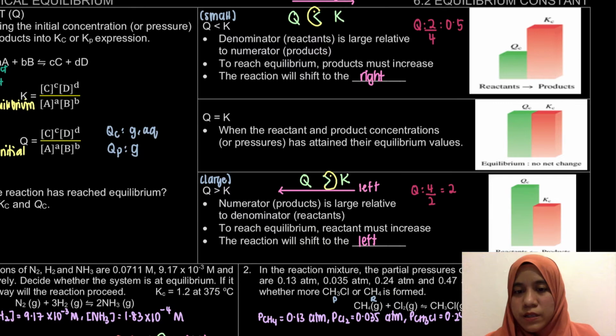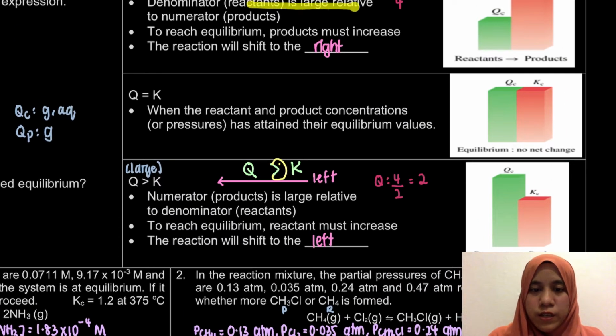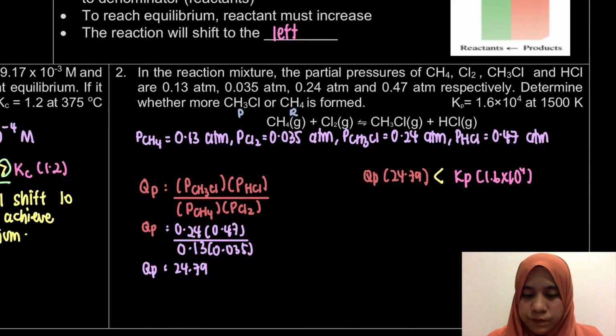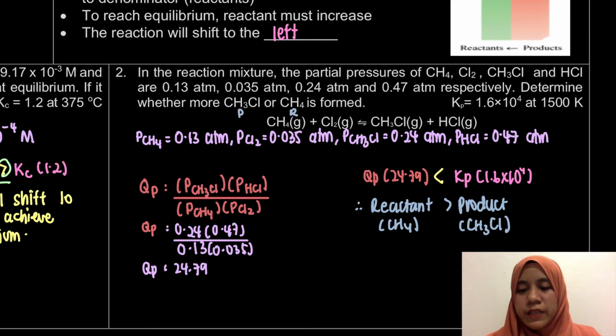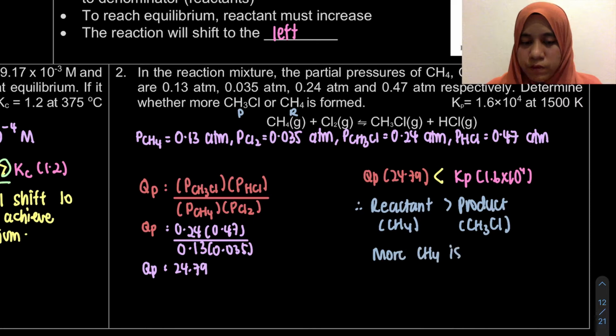Okay, so bila kita kata reactant is large relative to product, so maknanya kita tahu, the amount of reactant is bigger than our product. So, reactant kita dalam case ni is actually CH4 is bigger. Product ni CH3Cl. Okay. So, the question asks you whether more CH3Cl or CH4 is formed. So, maknanya reactant kita lah. So ini lah soalan dia yang tricky sikit. But again, question selalu tanya dia shift to the left, shift to the right. Sebab nanti 6.3 pun left right tu lah banyak kita belajar.